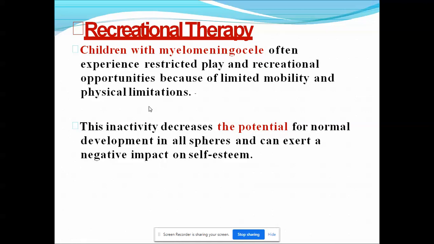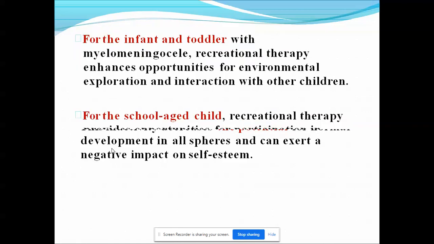This inactivity decreases the potential for normal development in all spheres and can exert a negative impact on self-esteem. So suppose we are not giving any kind of recreational activity to the child, then the child will become introvert and he will not function properly. All his activities will be limited, and it will affect his development and growth. So that is why we have to engage the child in different kinds of recreational activities.